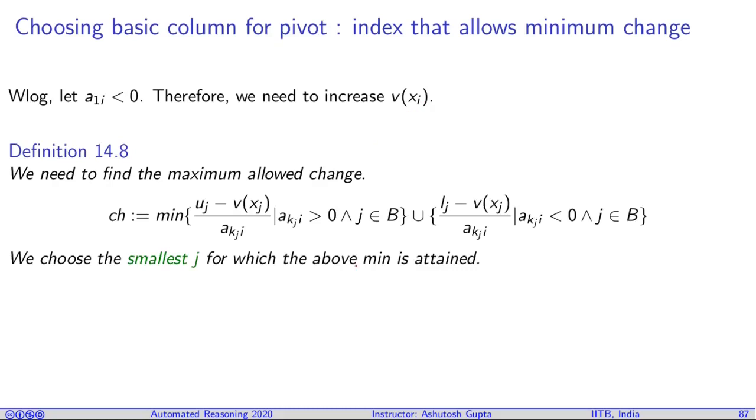We basically go over all the basic variables. If their coefficient for i is positive, I see how much it allows from the upper bound. If the coefficient is negative, then you check how much it allows from the lower bound. We collect all these changes and see which one is the minimum change. Whichever basic variable allows me the minimum change, choose that j. That basic variable will become my choice for the pivot.